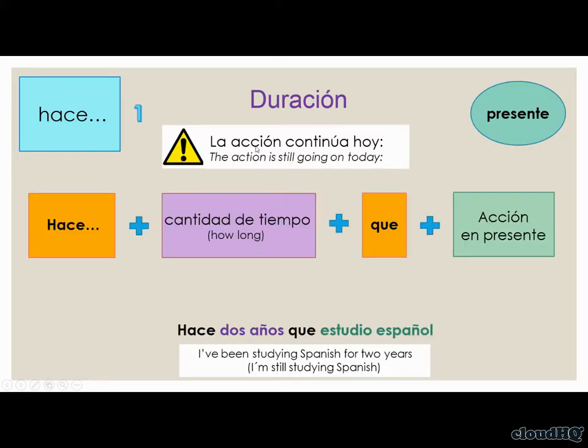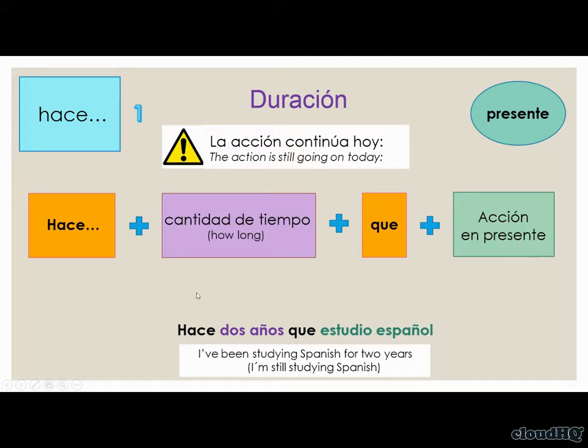Importante, la acción continúa hoy. The action is still going on today, so we're talking about the present, el presente, in Spanish at least. So the structure is the following. Hace, we start with hace, and after hace, like we've seen before, we need the quantity of time, the amount of time, the how long, cuánto tiempo, ¿no? 2 años, in this case. Que, to introduce the sentence estudio español, the action in the present.